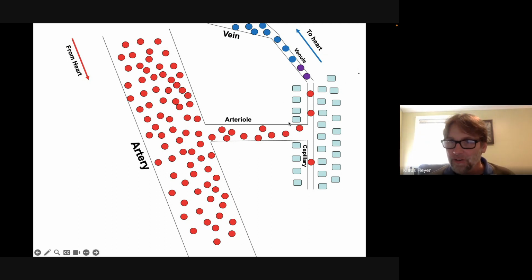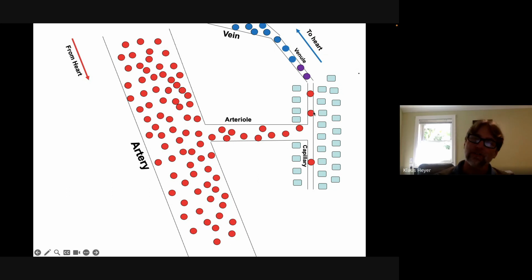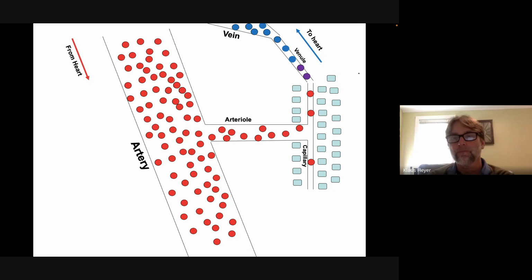So it'd be like the oxygen. The passengers in the car would be like oxygen, right? So oxygen gets out of the car, walks across the front lawn, and goes into the house. The oxygen leaves the red blood cell, goes across the interstitial fluid, and enters the cell. At the same time, carbon dioxide is coming out of the house, out of the cell, and going into the blood.